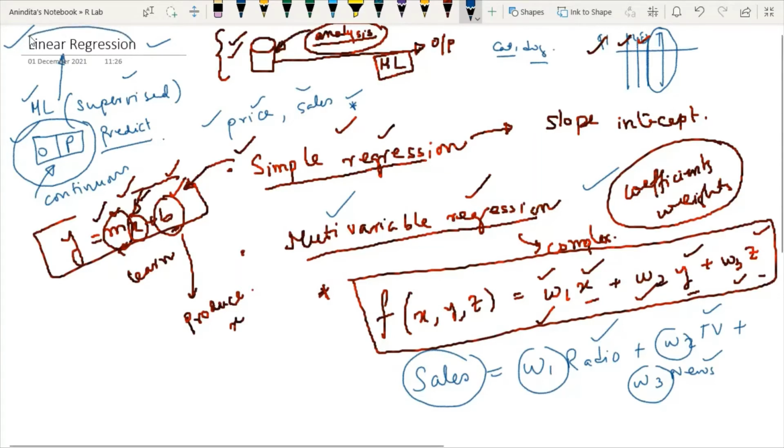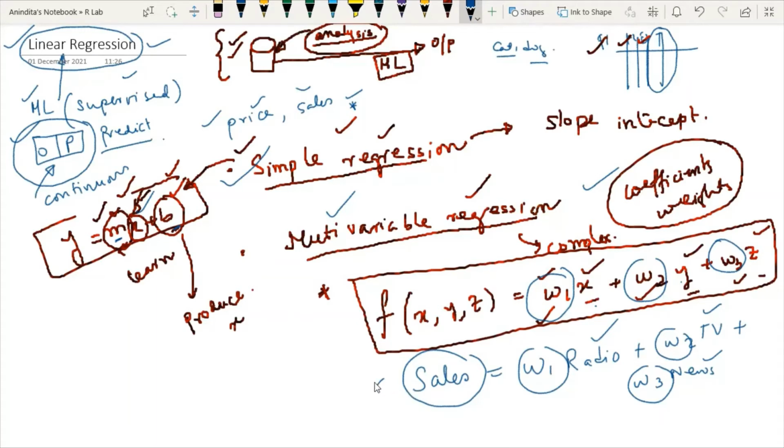So whenever we are using the linear regression algorithm for simple regression, learning this m and b in order to find x is the objective. Here we are finding x, y, z, three variables or many variables, on the basis of learning the weights associated with them. Right? So this is the concept of simple regression and multivariable regression. And we know how we can predict sales using linear regression or multivariable regression. We can predict sales because it is a continuous value.